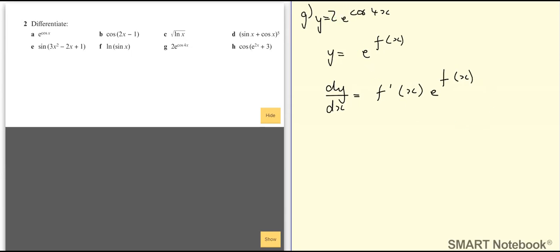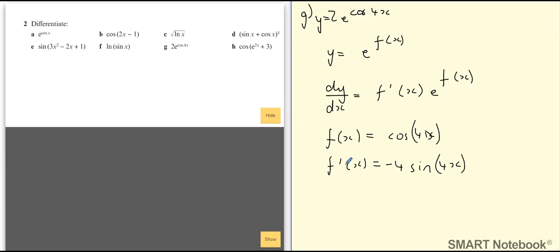Only thing here is I've got a constant, so now what I'm going to do is write f of x equals cos 4x. So f dash of x, we know how to differentiate cos 4x. When I differentiate 4x, I get 4. When I differentiate cos, I get minus sine. So this becomes minus 4 sine 4x.